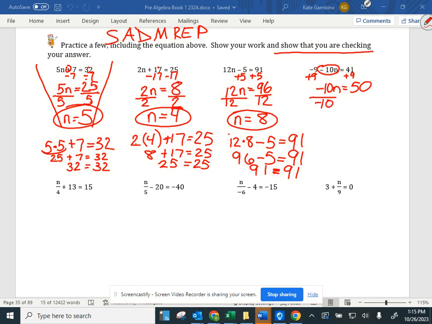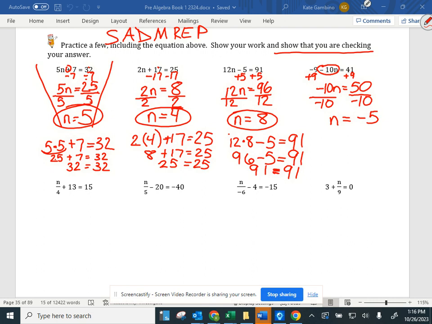You cannot forget that minus sign is a negative. So we're dividing by negative 10. Negative 10 divided by negative 10 is a positive 1. 50 divided by negative 10 is what? Damien? Negative 5. Yeah. 50 divided by negative 10 is a negative 5.